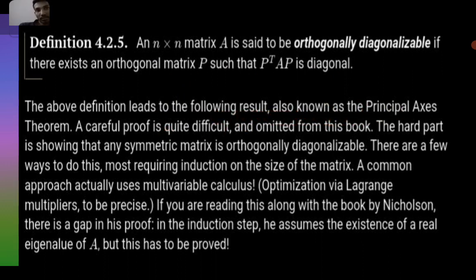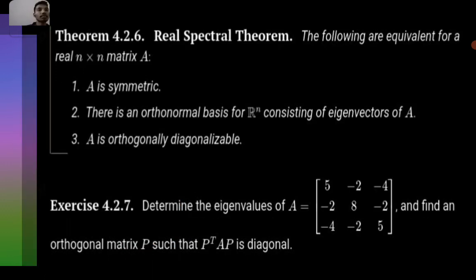A careful proof is quite difficult. The hard part is showing that symmetric matrices are orthogonally diagonalizable. There are a few ways to do this, most requiring induction on the size of the matrix. A common approach usually uses multivariable calculus. If you are reading this along with the book by Nicholson, there is a gap in his proof. In the induction step, he assumes the existence of a real eigenvalue, but this has to be proved.